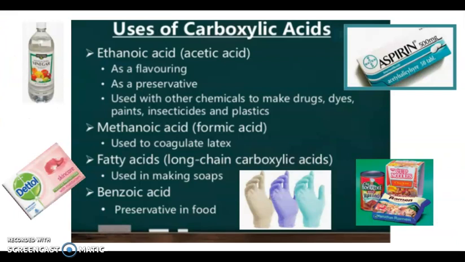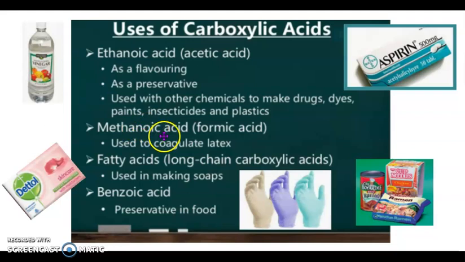Now, carboxylic acids are found all over nature. And there's a lot of uses for carboxylic acids. So ethanoic acid, which the common name is acetic acid, is most commonly used to make vinegar. It's used as a flavoring, as preservatives. It's used with other chemicals to make drugs. For example, it makes aspirin, dyes, paints, insecticides, and plastics.